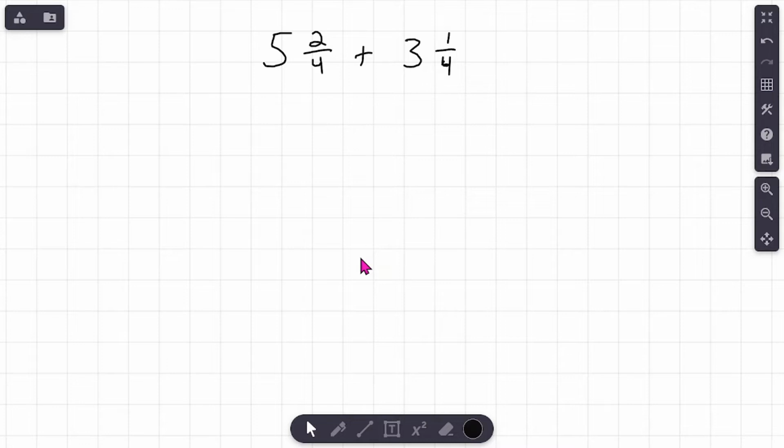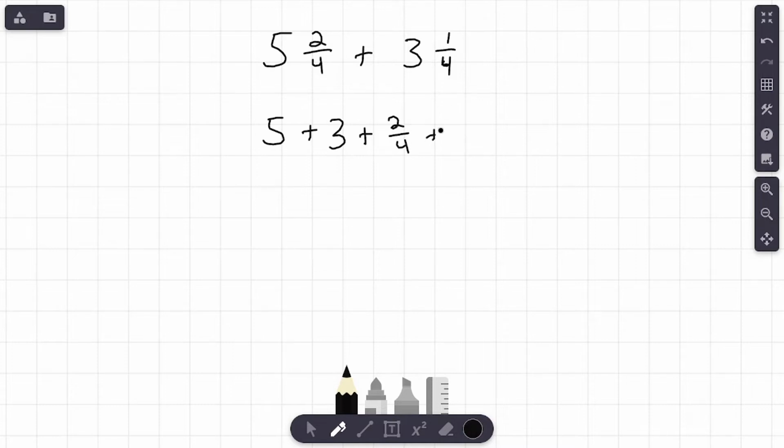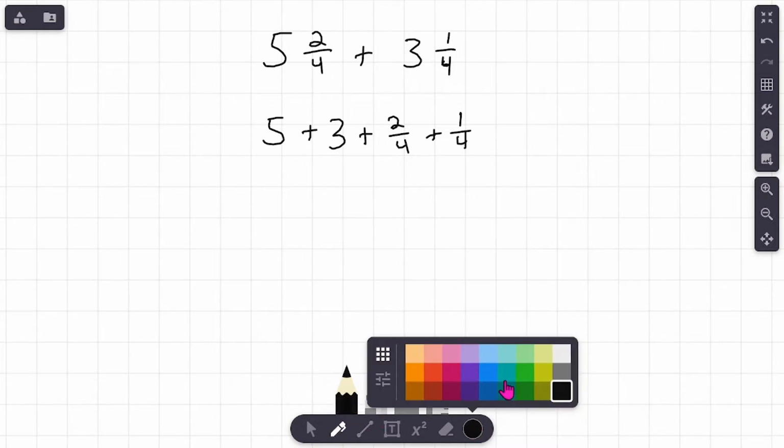First problem we have on the screen, 5 2/4 plus 3 1/4. Feel free to pause me, try it on your own, but let's jump into it. First thing I want to point out here, I'm going to rearrange what we have on the screen, okay? Because technically what we have is 5 wholes, 3 wholes, 2/4, and 1/4. This is what we are technically adding together, all of these whole numbers and these fractions, okay?